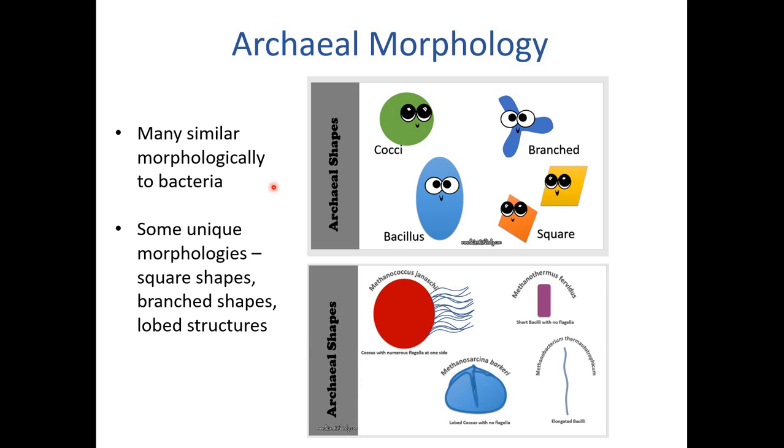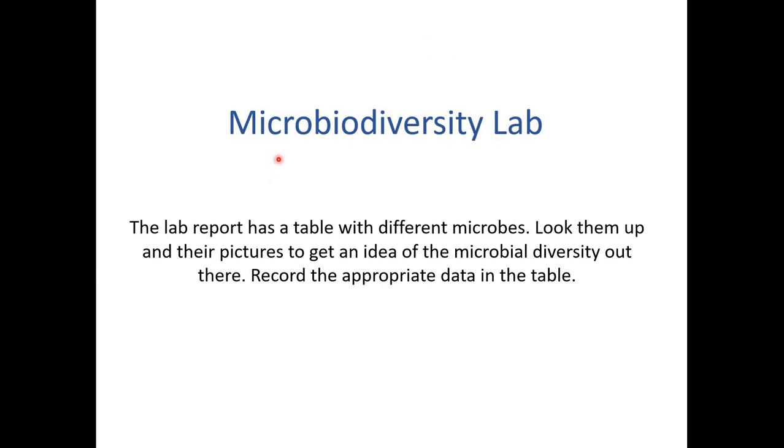That does it pretty much for the 3 domains of life and what I wanted to cover in terms of microbial diversity. With this, go ahead and fill out the microbiodiversity lab. The lab report basically just has a table with different microbes, and it used to be that they had microscopic specimens to look at, but since we can't use the microscope, we're just going to look them up on Google or whatever and take a look at their pictures to get an idea of some of the microbial diversity that's out there, and then record the appropriate data in that table and submit it on Moodle.